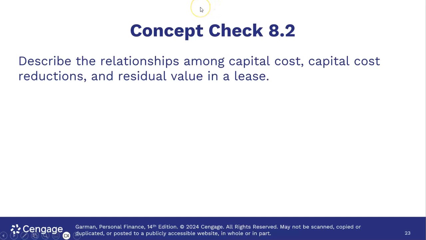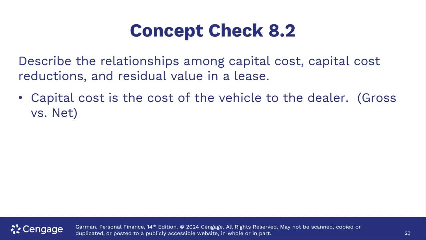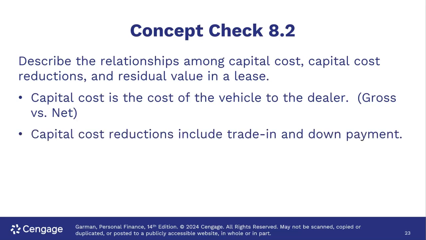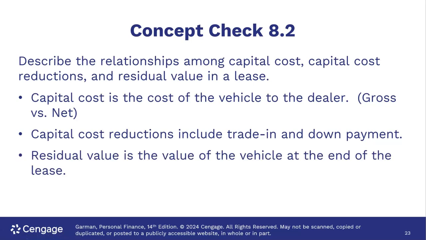What's the relationship between capital cost reduction and residual value in a lease? So capital cost is the cost of the vehicle to the dealer, gross versus net. So gross includes everything. Net is the gross minus the capital cost reductions. The capital cost reductions include trade-in or any down payment that you might make. Residual value is the value of the vehicle at the end of the lease.